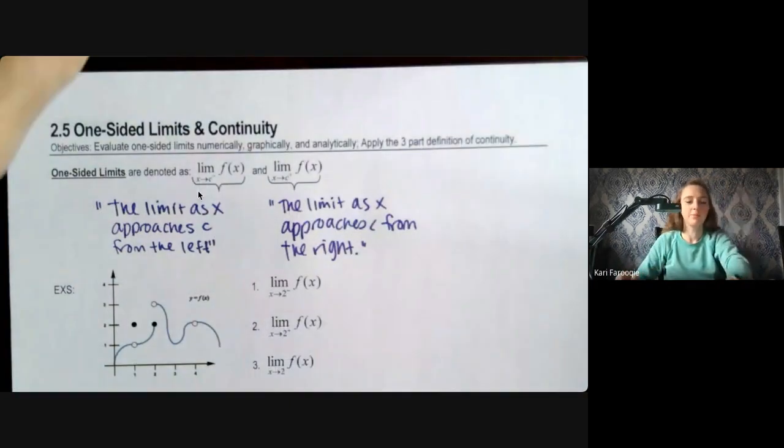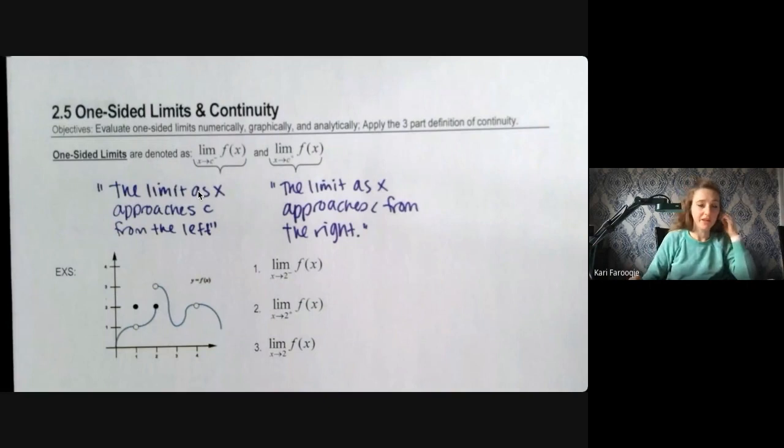Back to reality. All right, so that's your new notation. We're going to be focusing on one-sided limits today. That means that we're really just going to be looking at as we approach from the left or from the right, and then just sort of making conclusions about general limits after that.